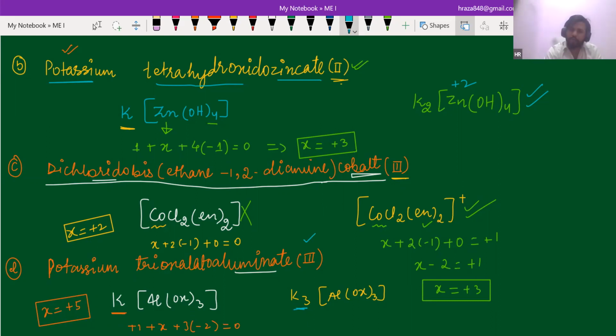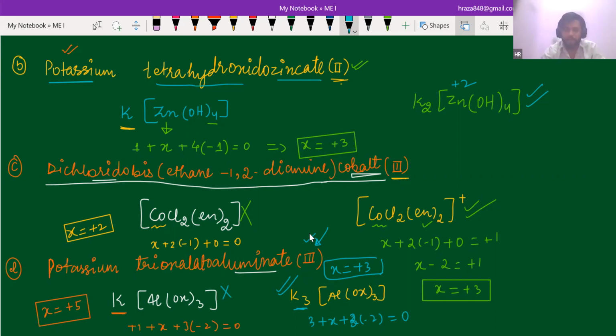So now if you check it, 3 into -2 will be equal to 0. So this will be wrong and this will be correct. So always when you write the formula, first check the oxidation state of the central atom. If it is equal to the given oxidation state, then it's all good. But if it is not equal, then counterbalance it, in the way that I did.